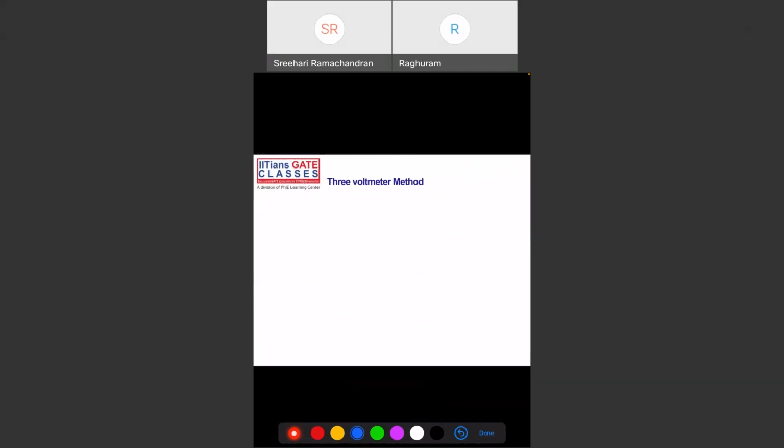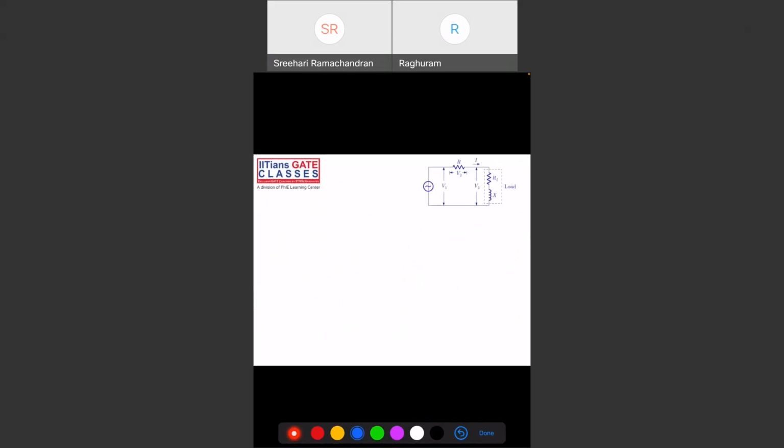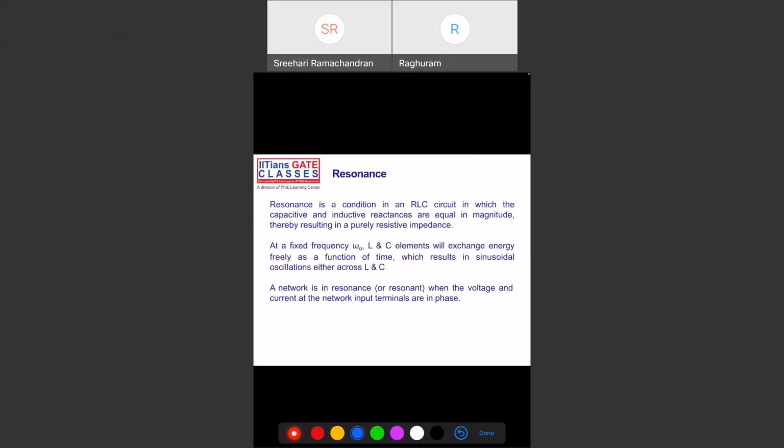Three voltmeter method and three ammeter method. These problems are of three voltmeter method. I think that is necessary now because it involves calculations. I don't think calculations will be given much. Now the next topic is resonance. What is the condition in resonance?